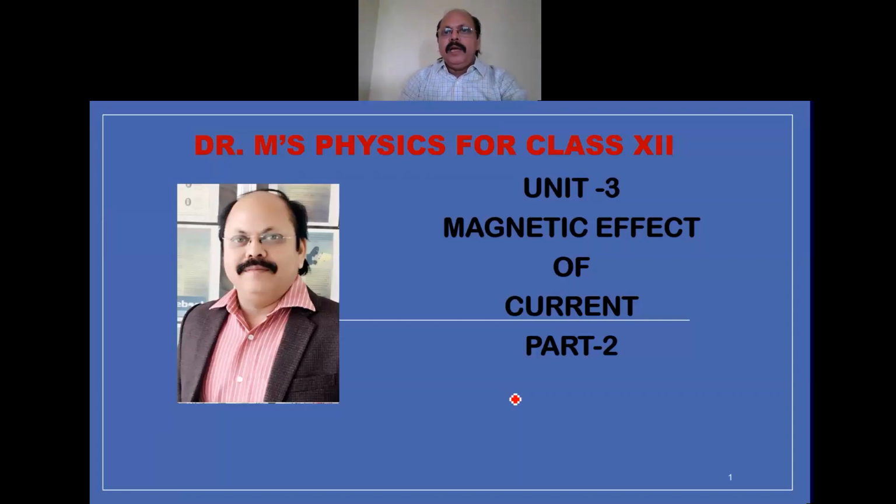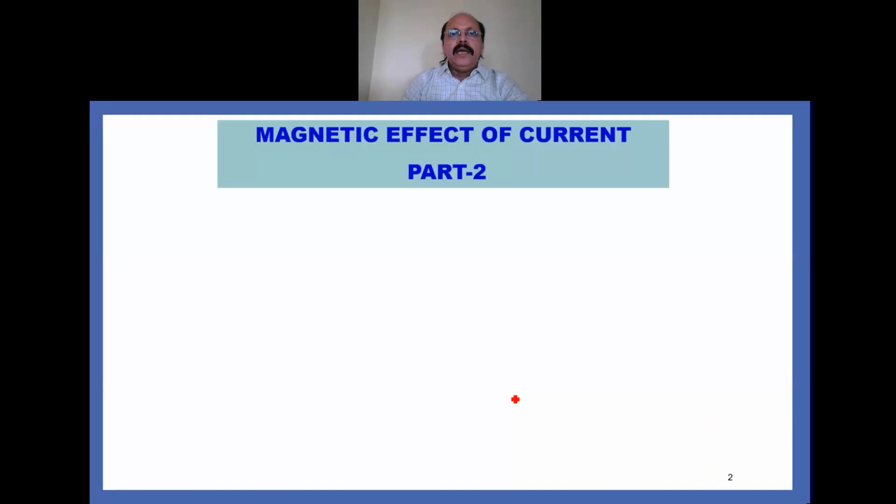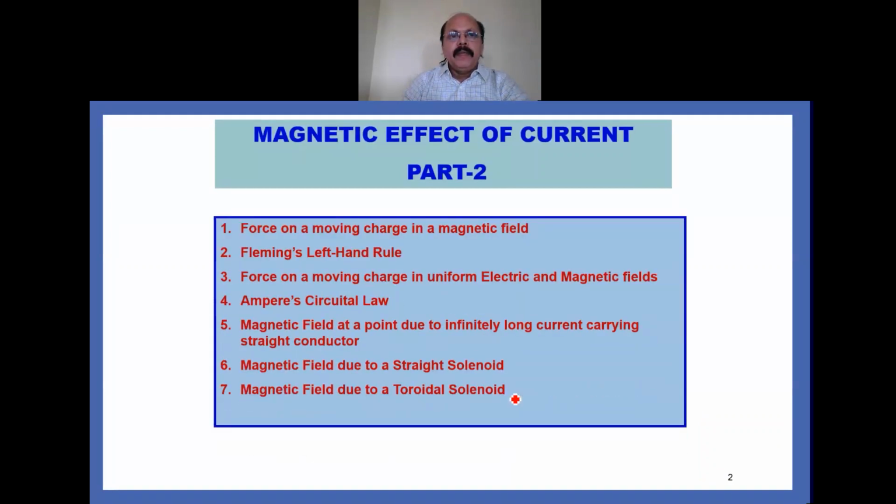Today's topic of my lecture is magnetic effect of current, part 2. In this lecture, I will cover 7 points. First one is force on a moving charge in a magnetic field. Second one is Fleming's left-hand rule. Third one is force on a moving charge in uniform electric and magnetic field.